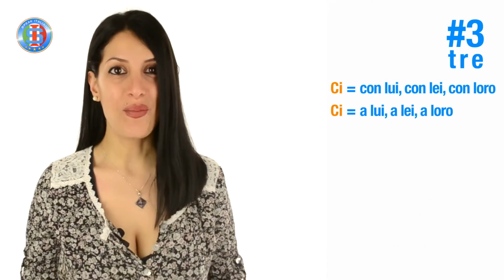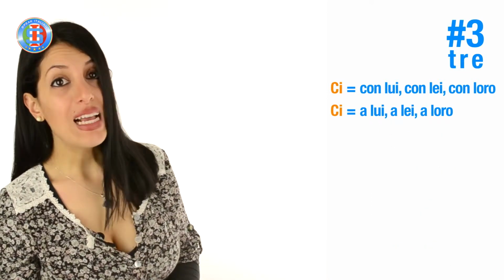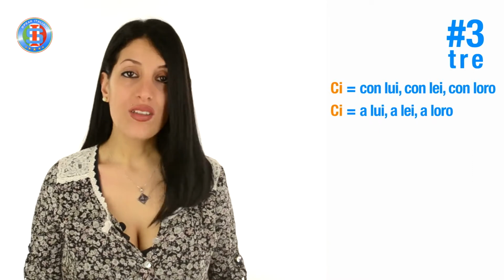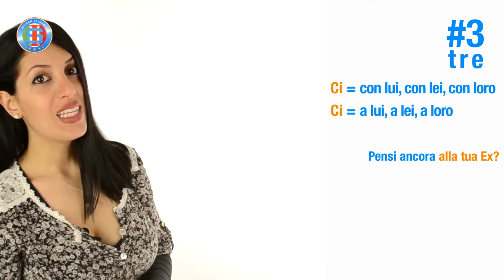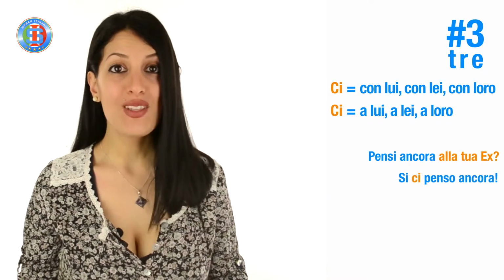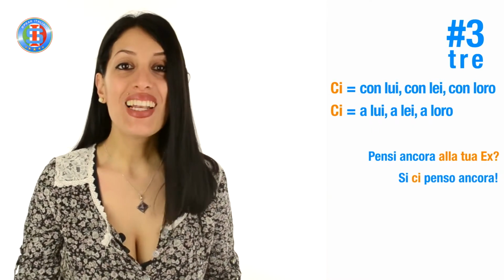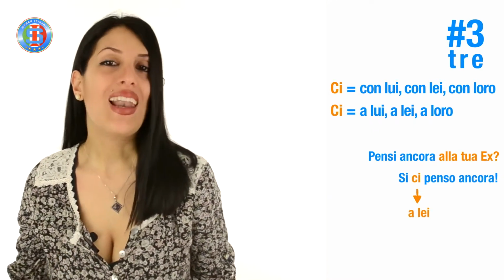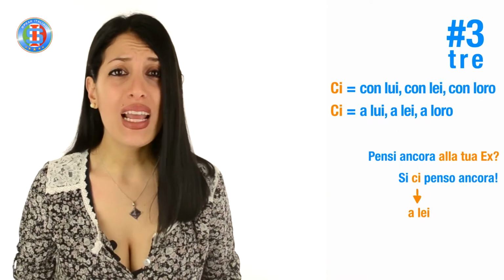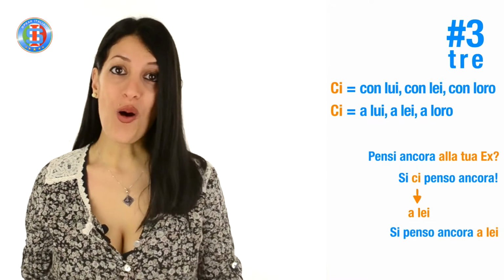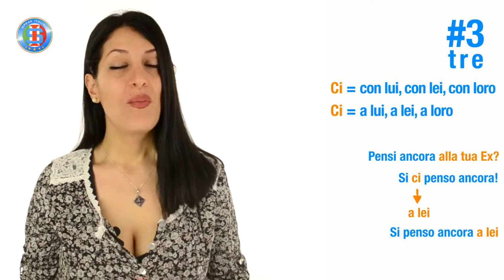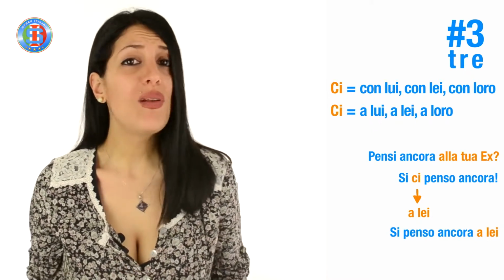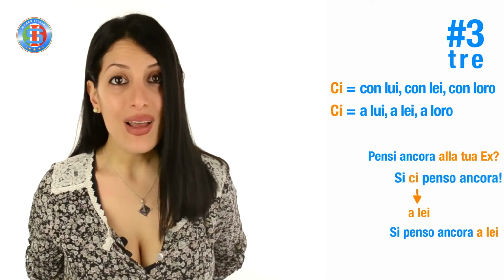Let's see another example. Do you still think about your ex? Yes, I do still think about her. In Italian, pensi ancora alla tua ex? Sì, ci penso ancora. So again, ci is in place of a lei. So the sentence could have been sì, penso ancora a lei. But this is not natural, so in place of a lei, we simply use ci. Sì, ci penso ancora. Quarto caso.